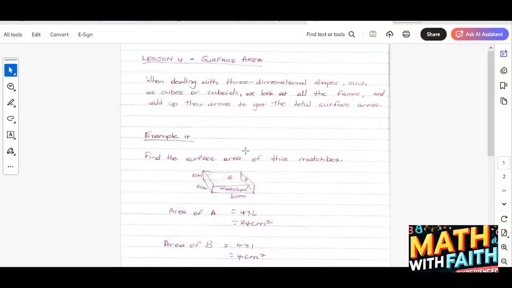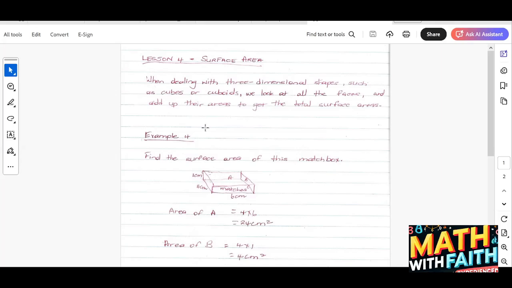Now, when we are dealing with three-dimensional shapes, like cubes or cuboids, we look at what we call the surface area, right? So we look at all the faces and determine what is the total area that's exposed to the surface. So a cube has 6 sides. So does a cuboid. The front and the back faces, the two side faces, and the top and the bottom faces. And each of those faces match, right?